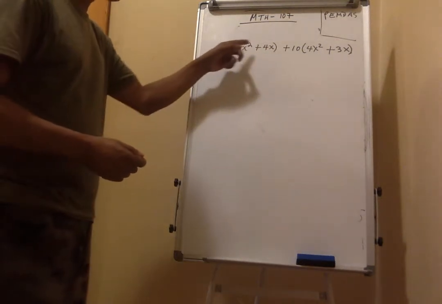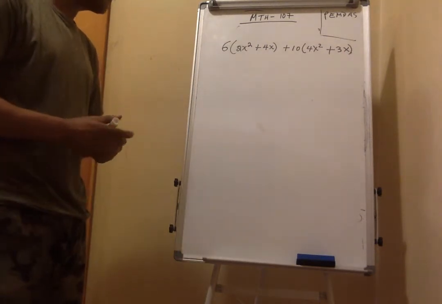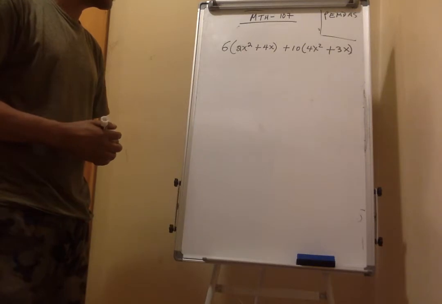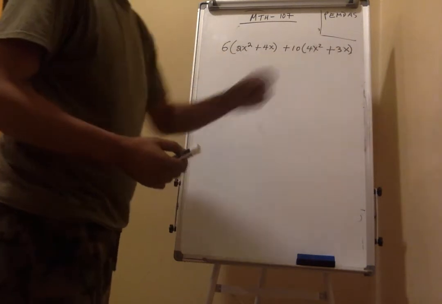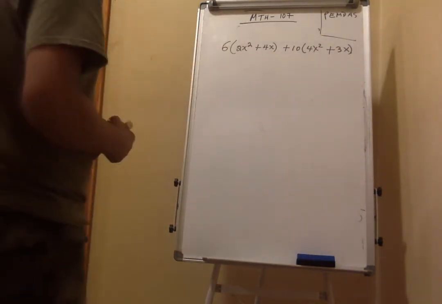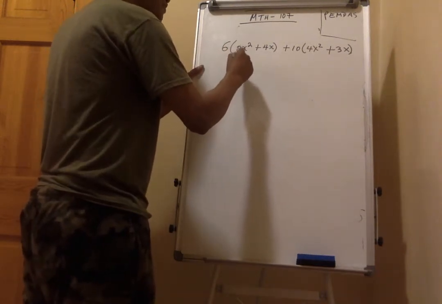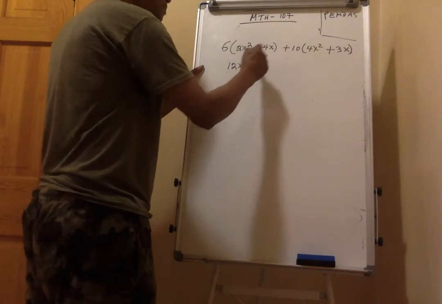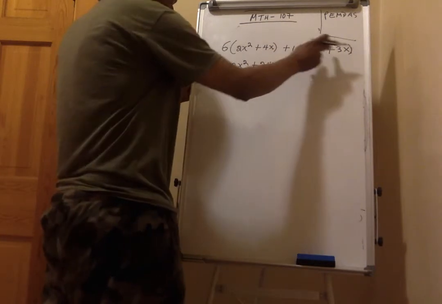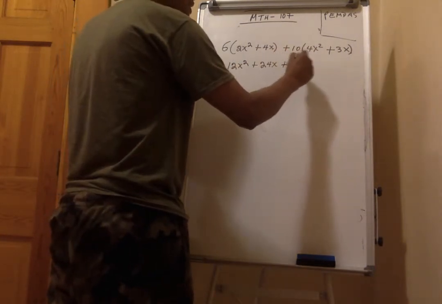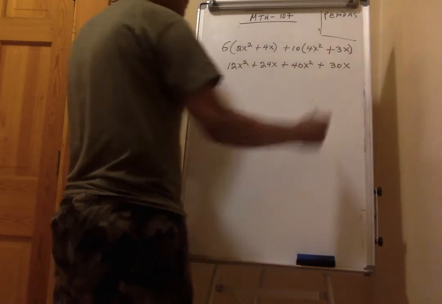You can't combine anything in the parentheses because they are of different degrees. One is of the second degree and the other one of the first degree. So what we are asked to do is to distribute 6 to everything inside and 10 to everything inside, and then simplify that. So if I distribute 6 to 2x squared, I will get 12x squared. If I multiply 6 by 4x, I get 24x. I'll do the same between 10 and here. So this is 40x squared, and then 10 times 3 with 30x.